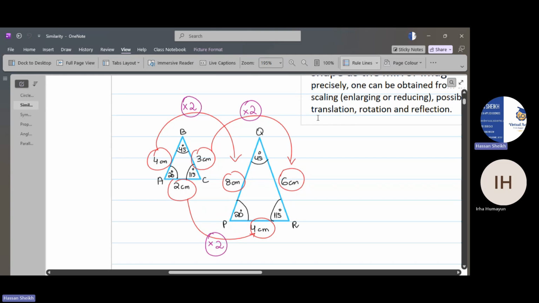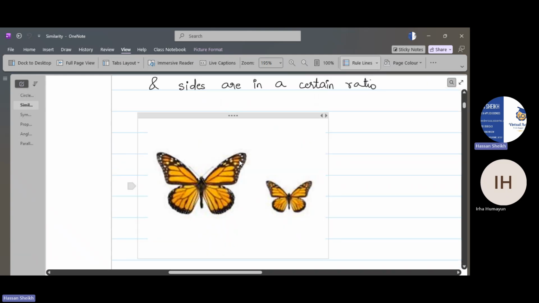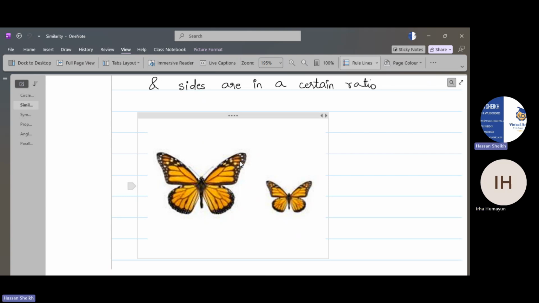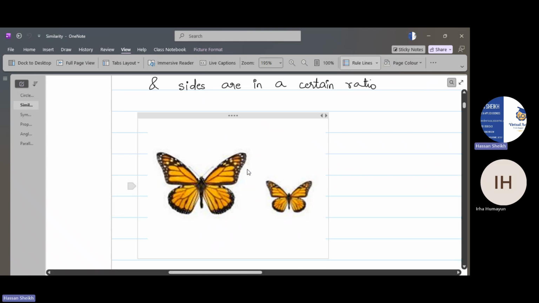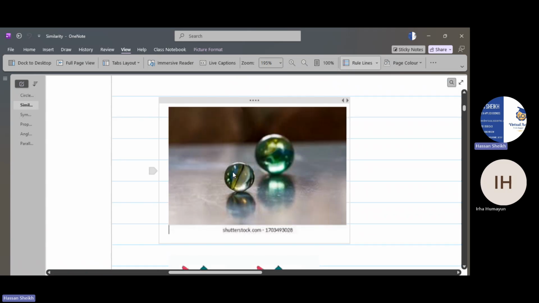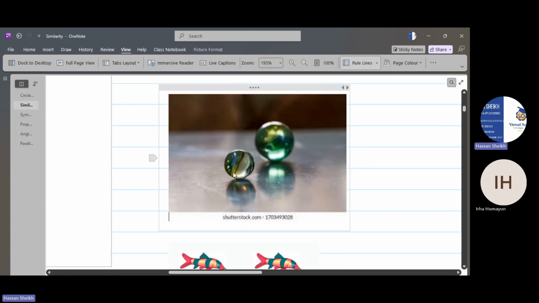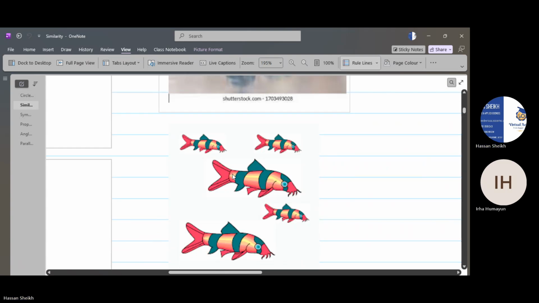Isn't it the same as the example of this butterfly? Are these two butterflies similar? Yes, but they vary in size. It's okay. In similarity, the size may vary, but the shape remains the same. Another example is these marbles. Are these marbles similar? Yes, sir.